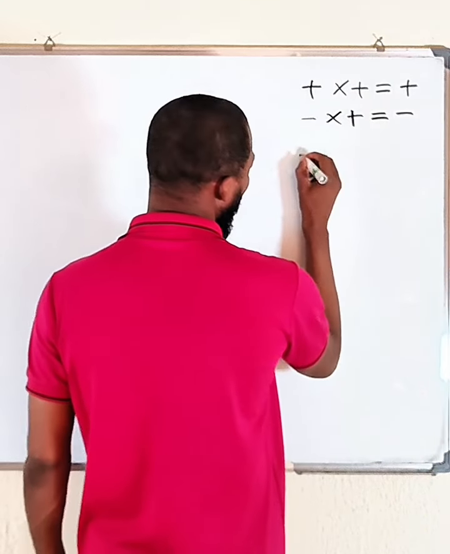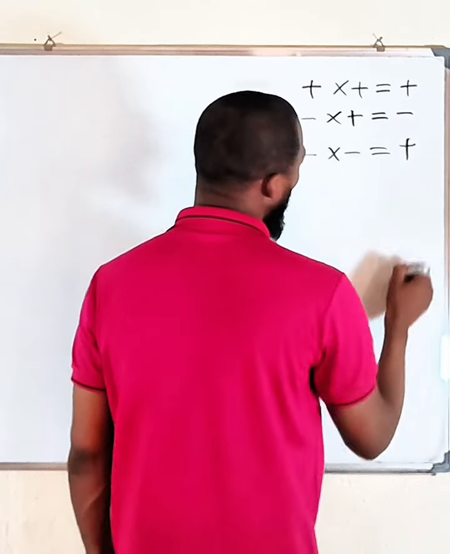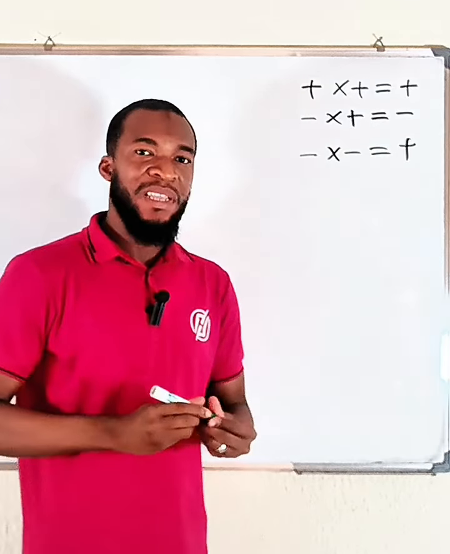And the last category, negative number multiplied by a negative number, this will be a positive number. Example, negative 3 times negative 3 will give you positive 9.